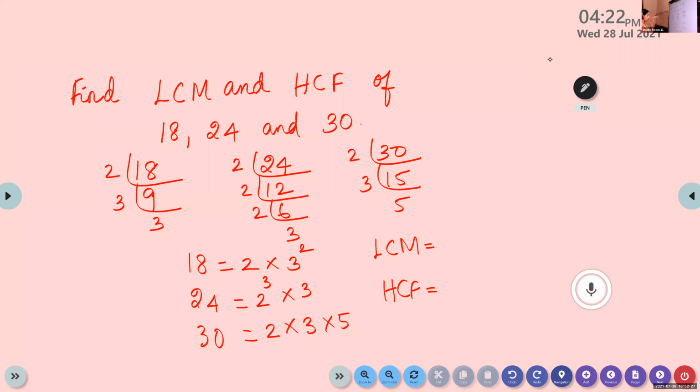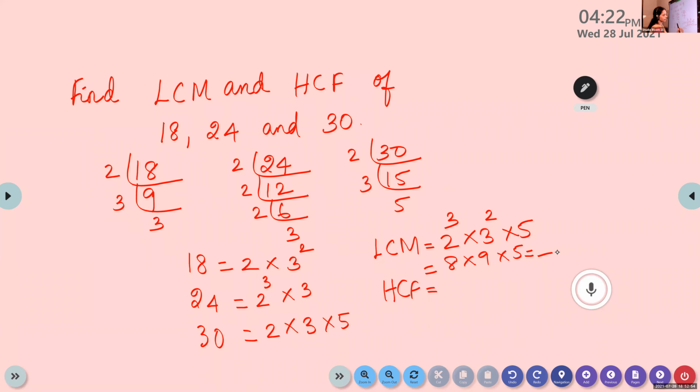So what is the LCM, children? When you write LCM, you have to write all the factors. And if a number is present in more than once, we will be writing that one with the greater power, isn't it? Here 2, 2 cube, 2. So what do you have to write for LCM? It is 2 cube into 3 square into 5. So it is 8 into 9 into 5.